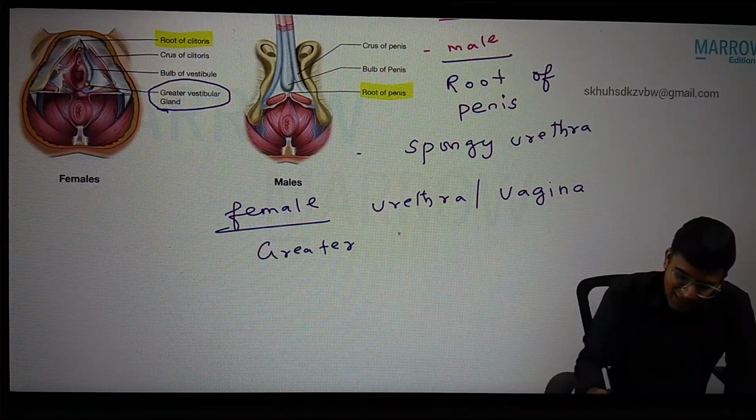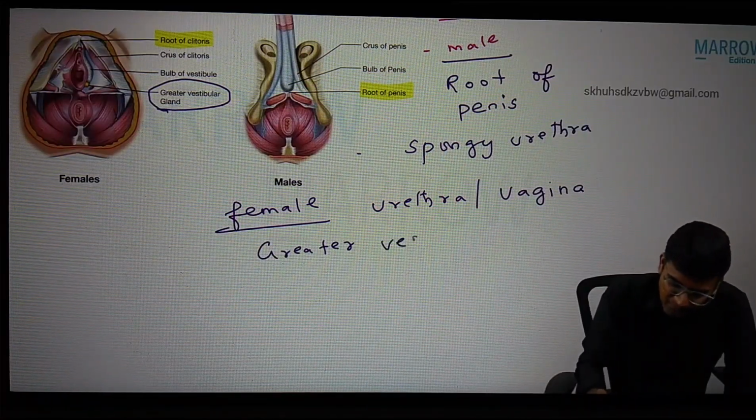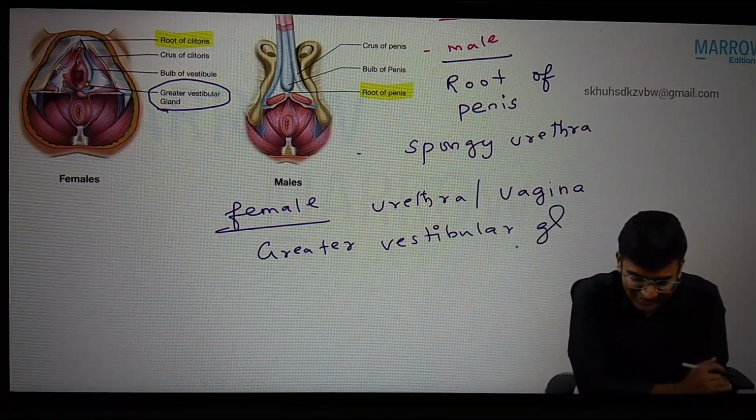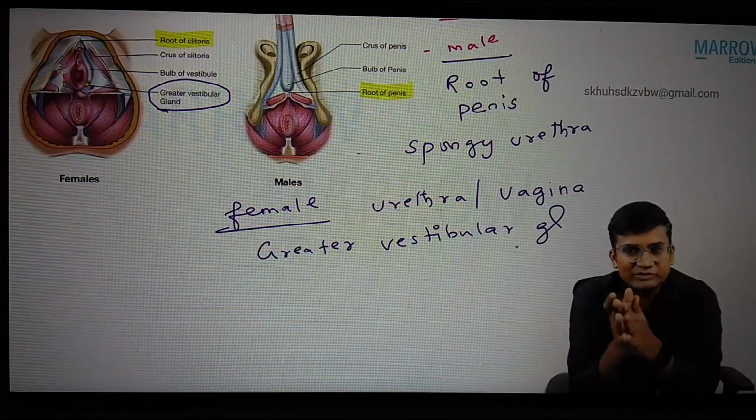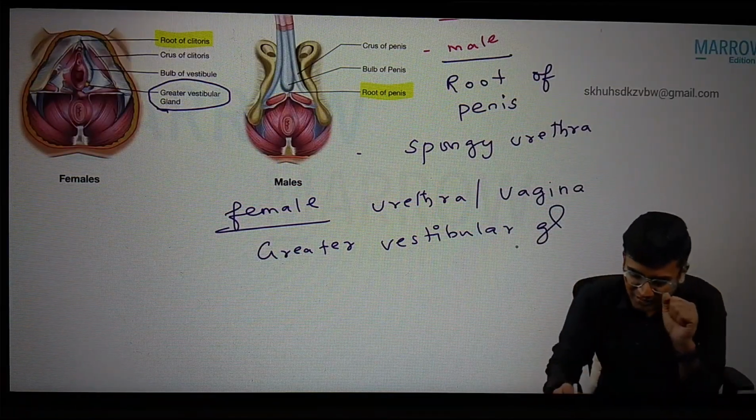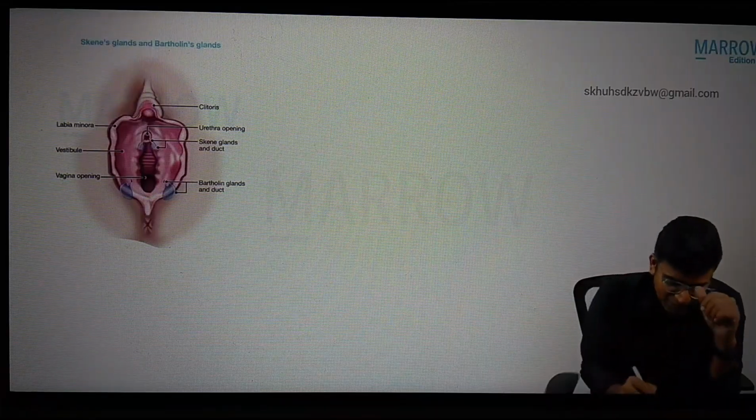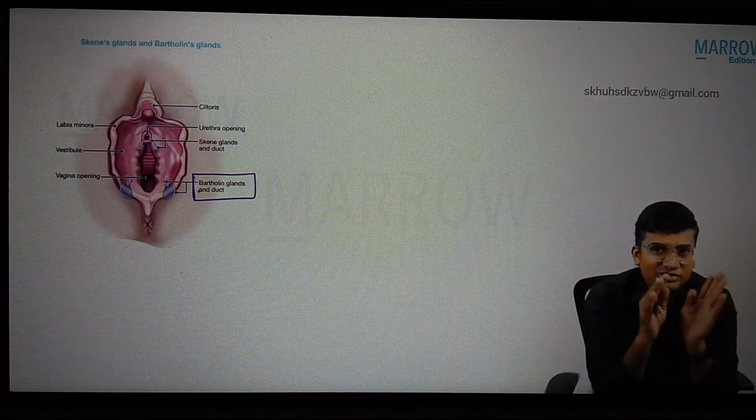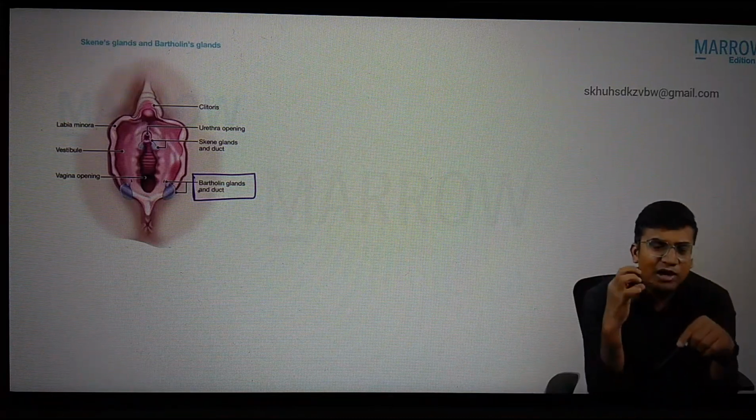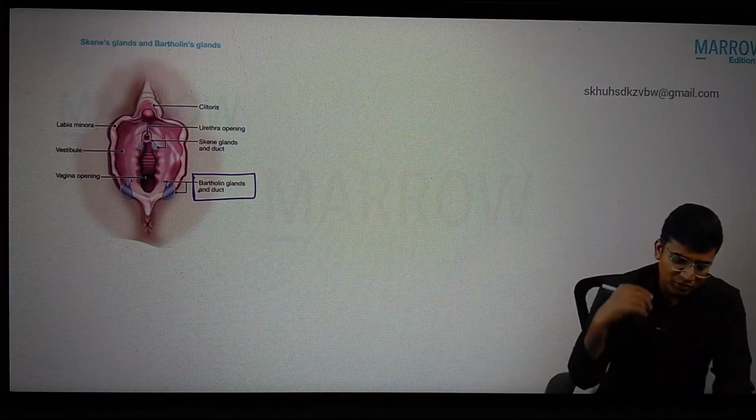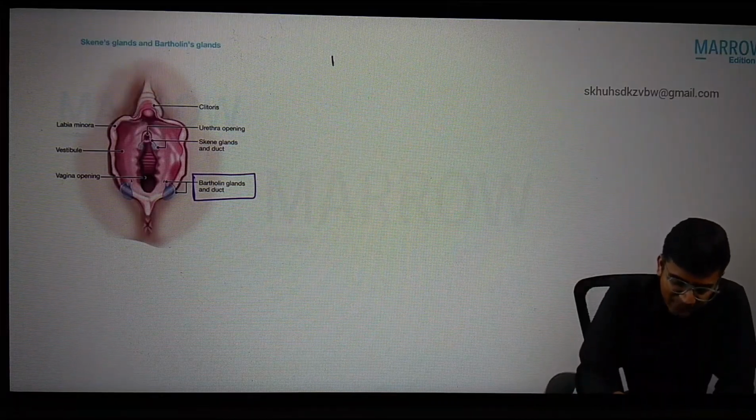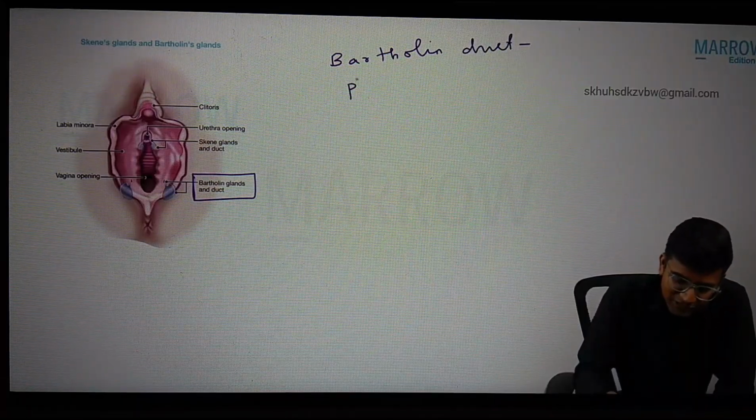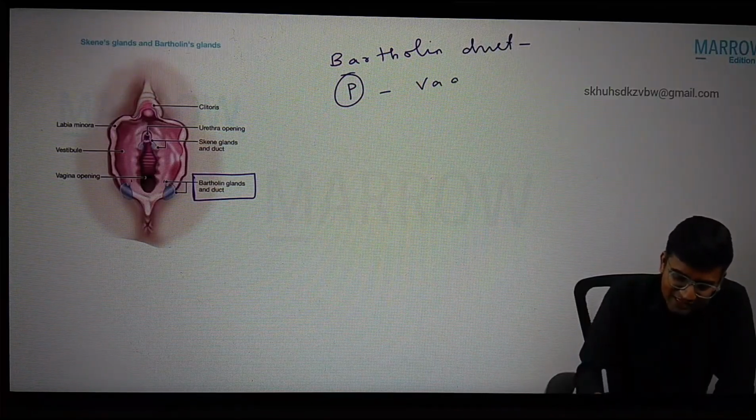Greater vestibular gland or Bartholin gland. Okay. Right. So now these are the contents of the superficial space and the deep space. Now, next, see the Bartholin gland. I told you just now, the Bartholin gland is a content of the superficial space in female. Now, Bartholin gland drains through the Bartholin duct, which opens into the posterior wall of vagina. So please write Bartholin duct, which opens into posterior wall of vagina.